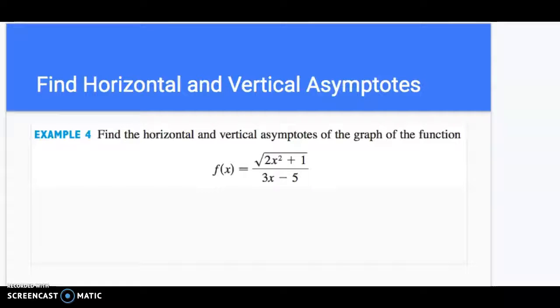Example 4, find horizontal and vertical asymptotes for the graph of this function. To find your vertical asymptote, so let's start there, we're going to set the bottom equal to 0.